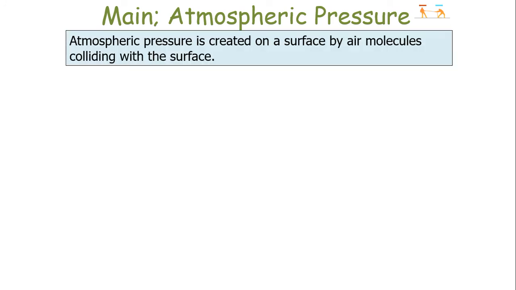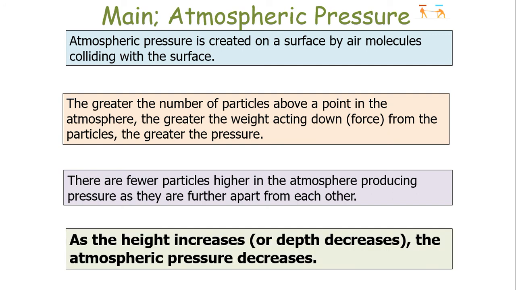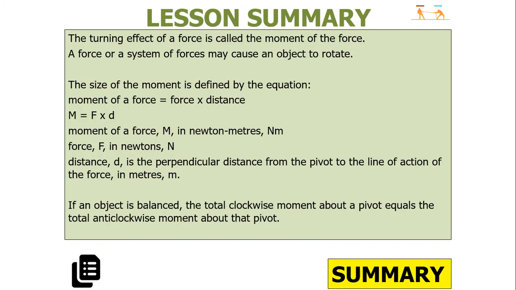So let's just summarize this idea. Atmospheric pressure is created on the surface by air molecules colliding with the surface. The greater the number of particles above the point in the atmosphere, the greater the weight acting down, the greater the pressure, and there are fewer particles higher in the atmosphere producing pressure as they're further apart from each other, which both links to the idea that as the height or altitude increases, or the depth decreases, the atmospheric pressure decreases. So these are the summary slides of what we've learned.